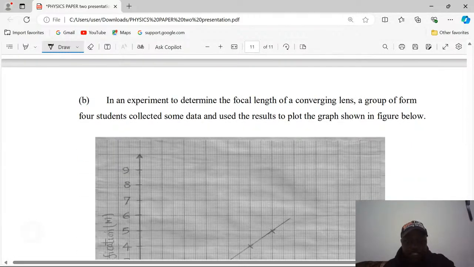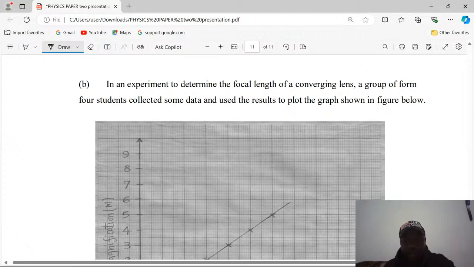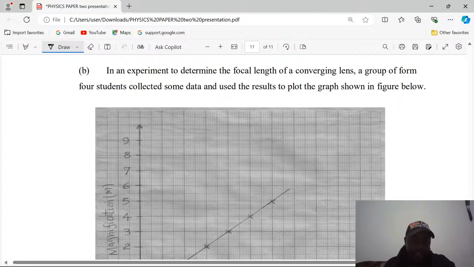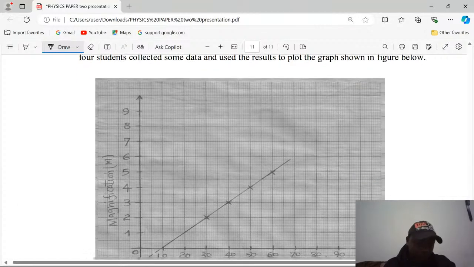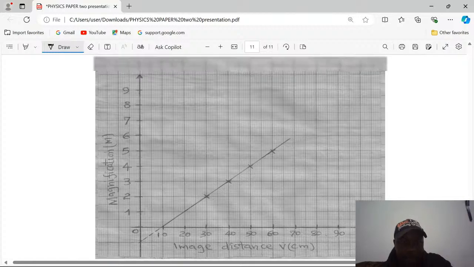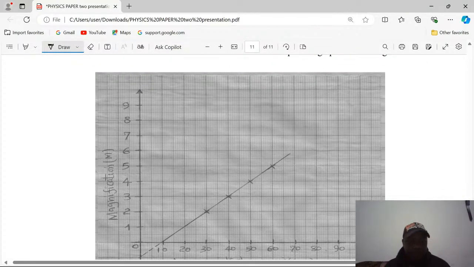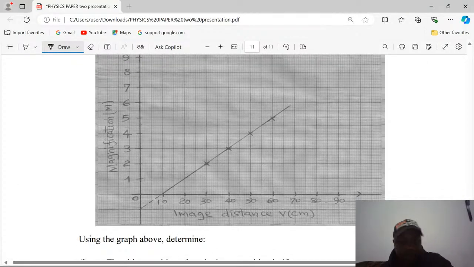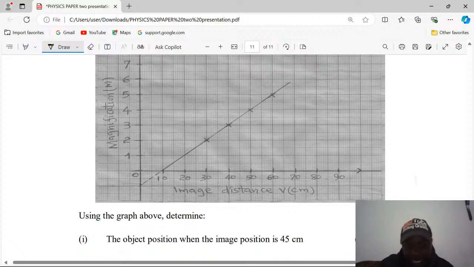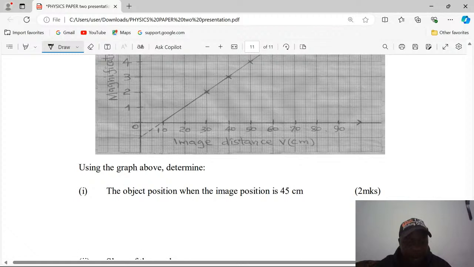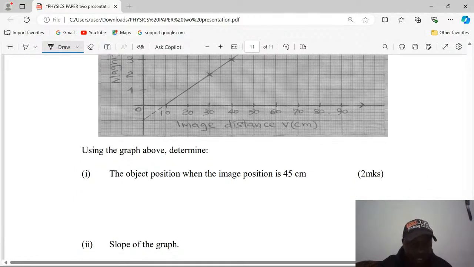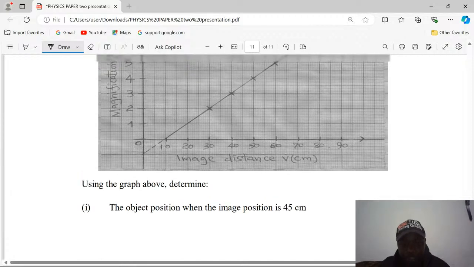Okay, in an experiment to determine the focal length of a converging lens, a group of Form 4 students collected some data and used the results to plot the graph shown in the figure below. So this is a graph whereby Form 4 students have plotted magnification M against image distance V in centimeters. Using the graph above, determine part 1, the object position when the image position is 45.